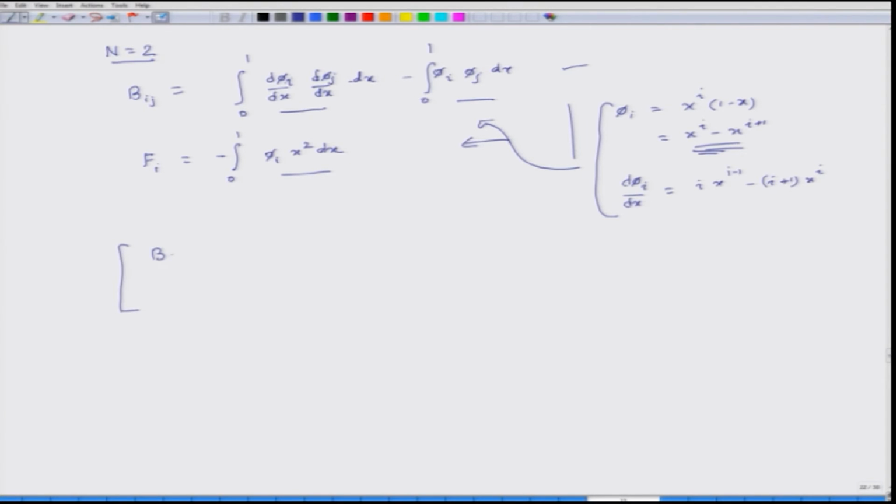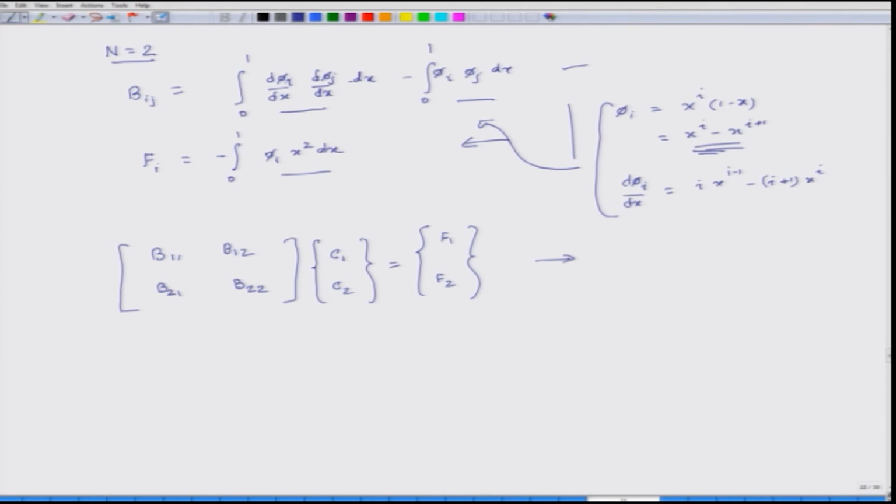So, I get for a 2 by 2 system, I get this 2 by 2 system, and I can calculate from this. Here f is known because I know phi_i and I can integrate it. So, f is known. Also these B's are known, the only unknowns are C1 and C2. So, I can calculate C1 and C2 in terms of f and the B matrix.